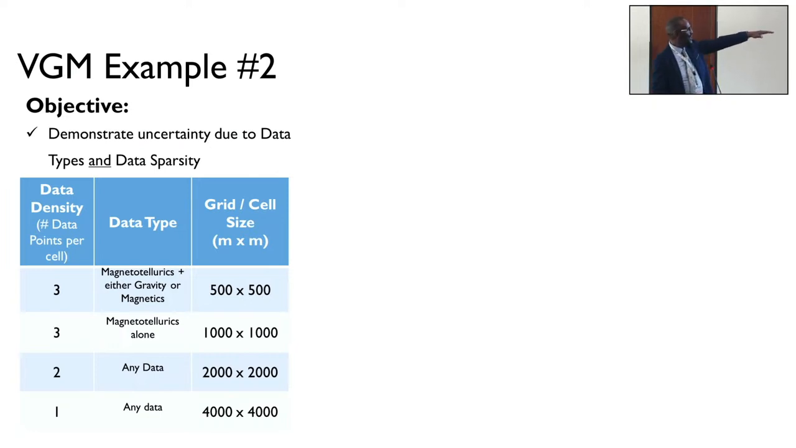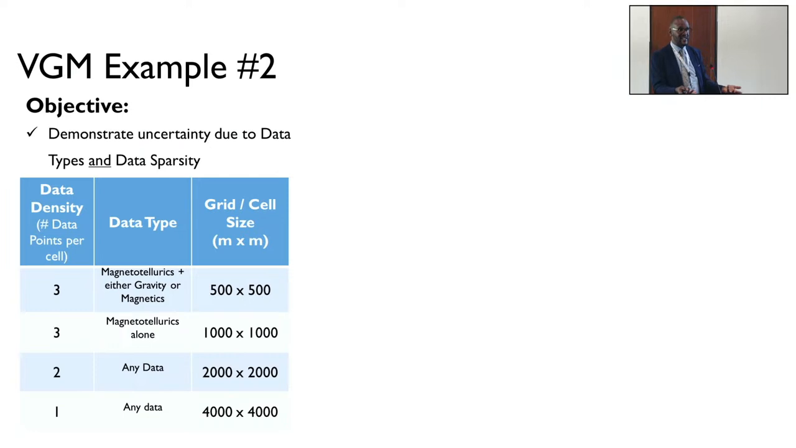Okay, in the top line under data density, we want to make sure we have at least three measurements. And we want to make sure that it is both magnetotellurics and gravity, or magnetotellurics and magnetics. If we satisfy that condition, we create a half by half kilometer grid. If not, we go to the next and we look for at least having magnetotellurics.